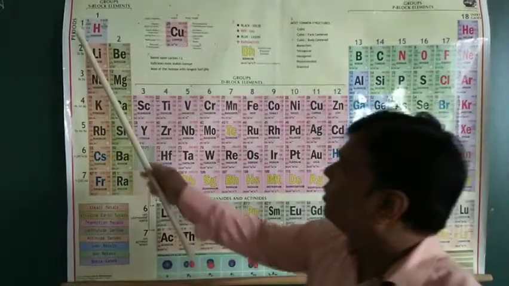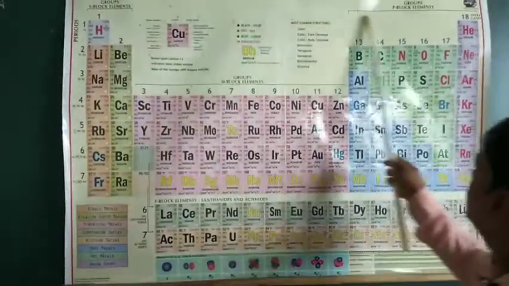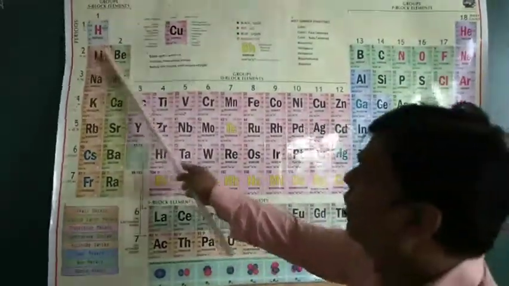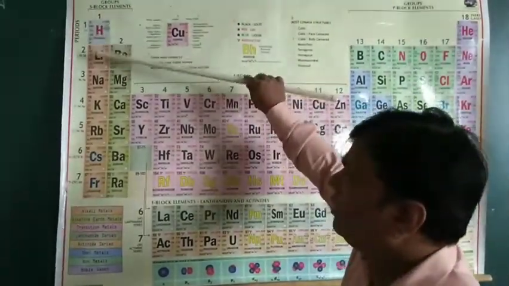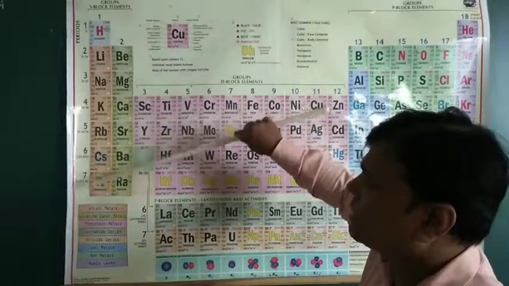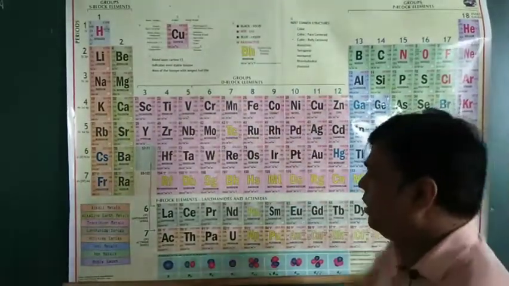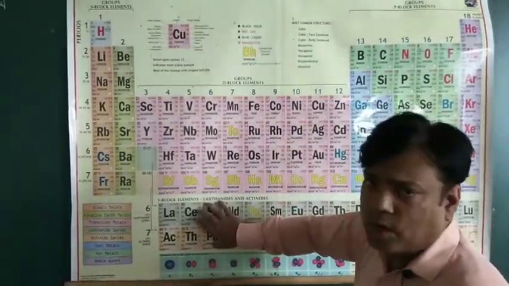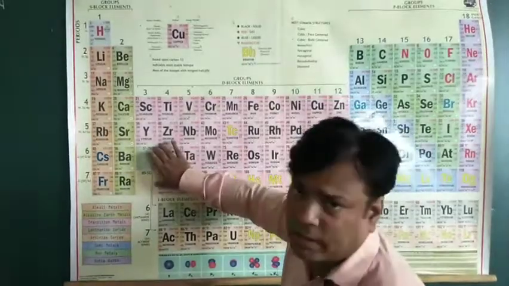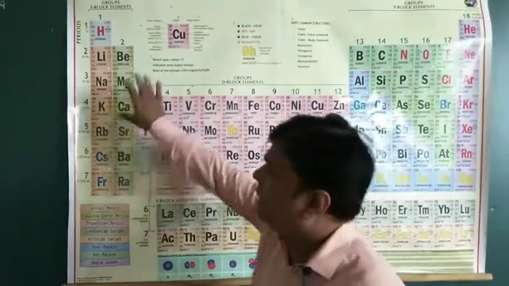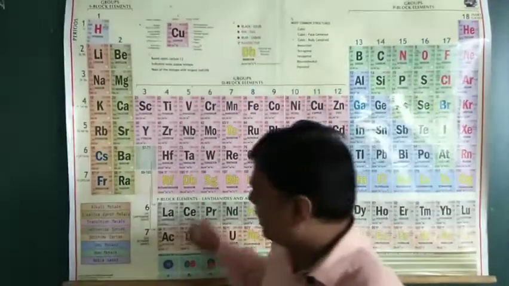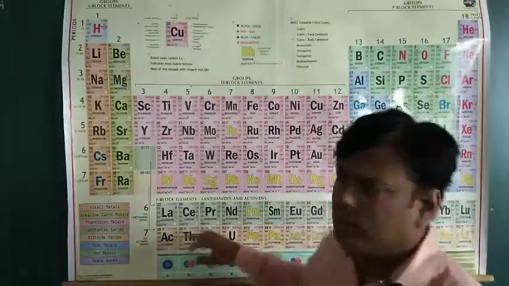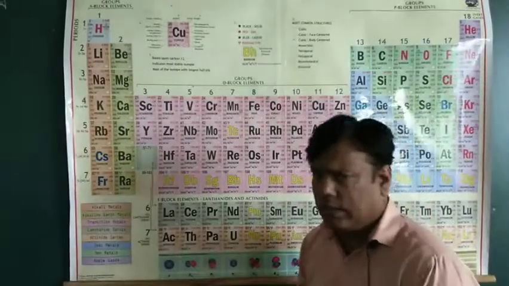Now, these are called periods. So, how many periods are there? 1, 2, 3, 4, 5, 6, 7 periods are there. So, basically there are 7 periods only. These are separated, that is our lanthanide series and actinide series. Why these are separated, we will discuss later.